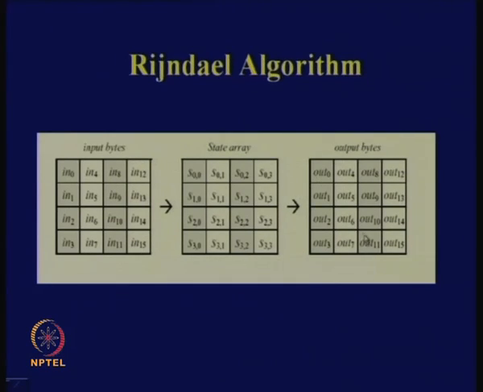Similarly, you have out0 to out15 bytes, but in between, the operations that you do in the Rijndael algorithm transform these input bytes to the output bytes, and the intermediate values are stored in the form of a state matrix. So all the rounds of the Rijndael algorithm transform these state matrices. Therefore they perform operations on the state matrices.